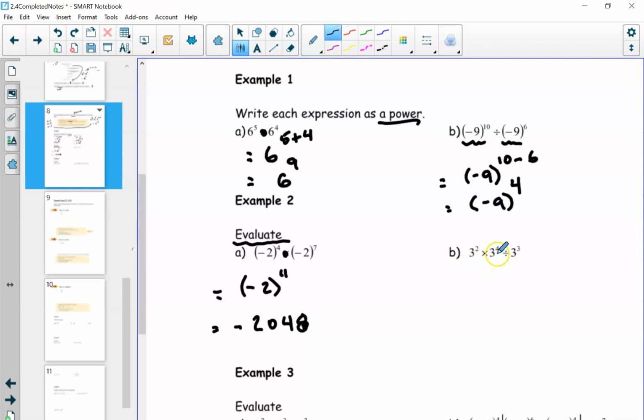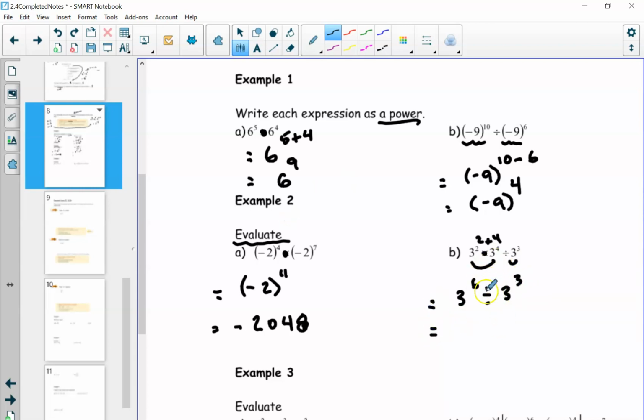We'll use a similar process on the next one here. We've got 3 to the power of 2 times 3 to the power of 4 divided by 3 to the power of 3. Let's just do this one step at a time. So let's just do this one first, and then we'll worry about this one second, okay? So we've got 3 to the power of 2 times 3 to the power of 4. Well, we know the base is the same, so let's just write the base. And then because it's multiplication, it's really plus the exponents. 2 plus 4, so that's going to be 3 to the power of 6. Then divide by 3 to the power of 3. We also have a rule for that, right?